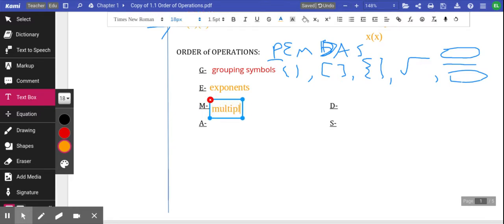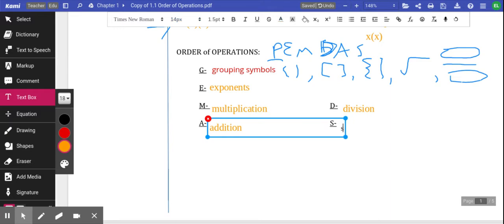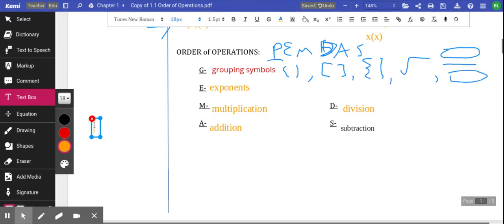So multiplication, and I've actually put these letters on the same line because they can occur in either order. Now, we generally evaluate them from left to right, but again, they could occur in either order. And then lastly, we have addition and subtraction. So those also could occur in either order, but we generally evaluate from left to right. And I'll make that note over here.